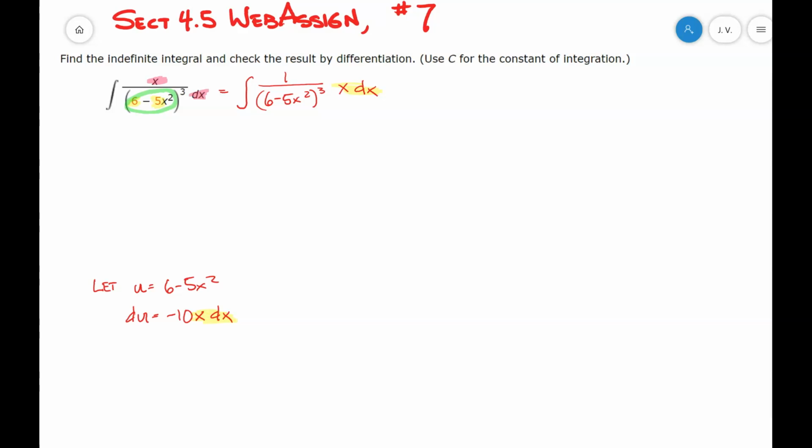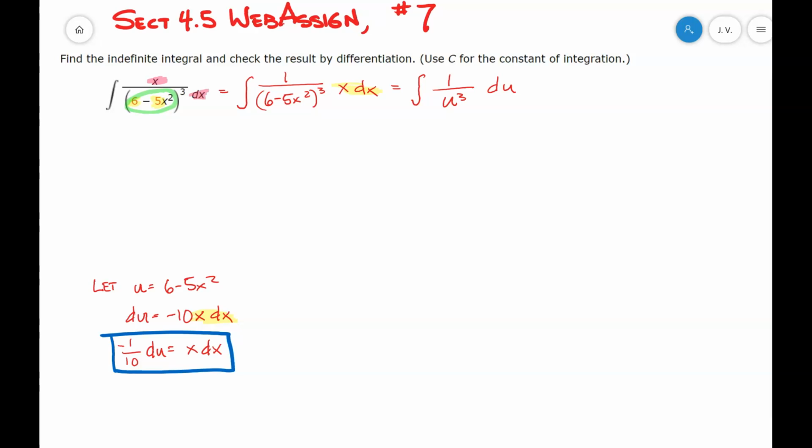So in order to do that, I have to divide both sides by 10. That gives me negative 1/10 du equals x dx. And that's the key to unlocking the substitution in this problem. So now let's go ahead and substitute in our expression for u. This becomes the integral of 1 over u cubed. And then I have x dx, which is negative 1/10 du.